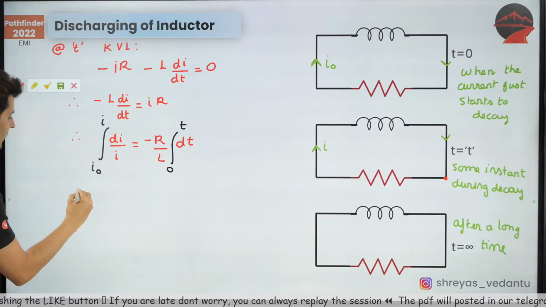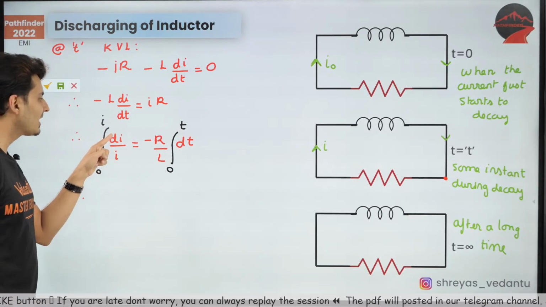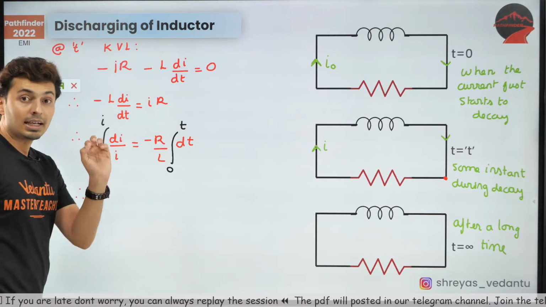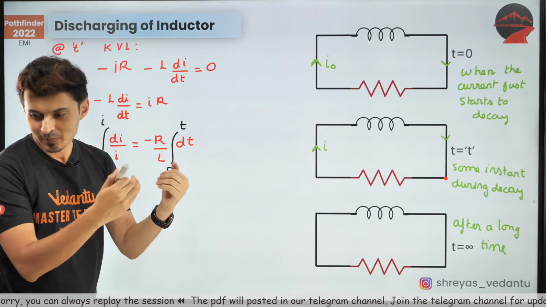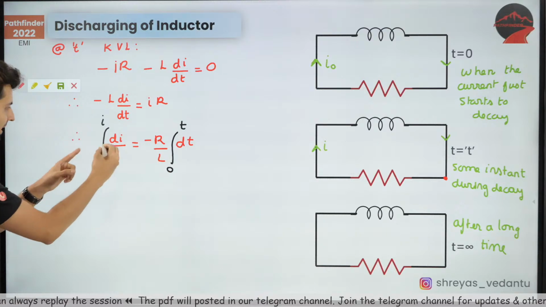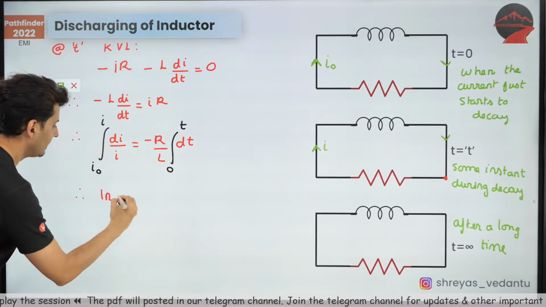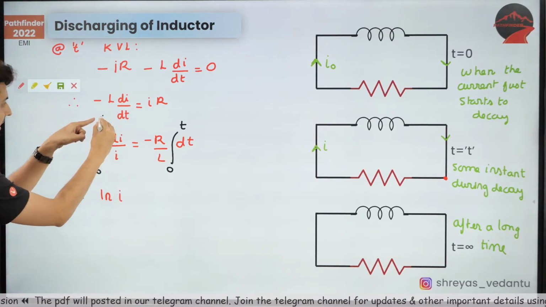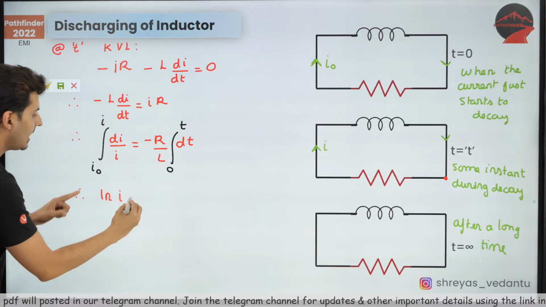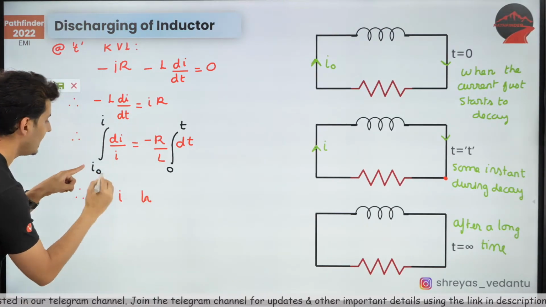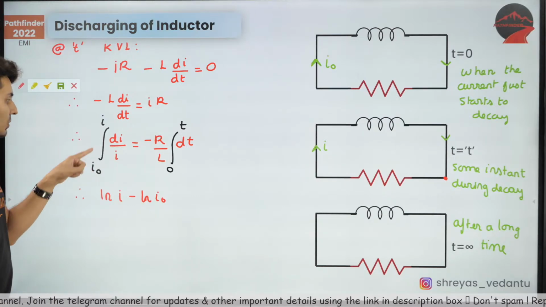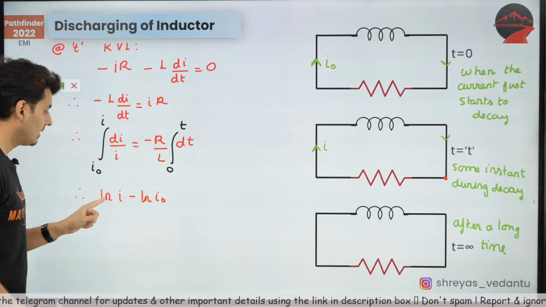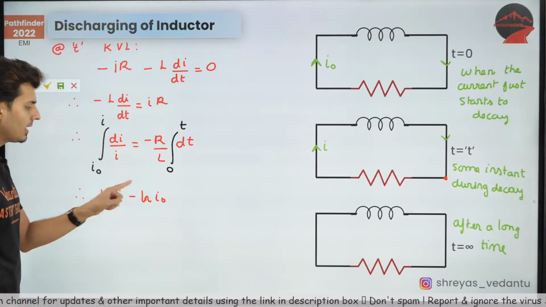Okay, so let's try this out. First of all, what is integral of dx by x? It is ln x. It goes to log. Yes, it is log. Correct? So let's try this out and see what do we get. We'll get ln I, but substitute I as I and then also substitute I as I naught and then subtract it. So you have to substitute the limits. Do not forget that. So I as I and then I as I naught.